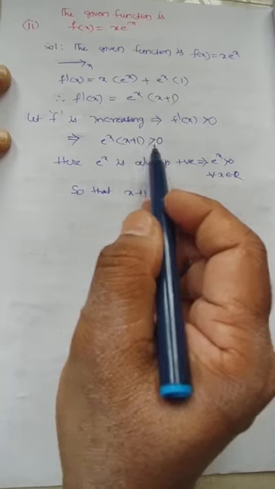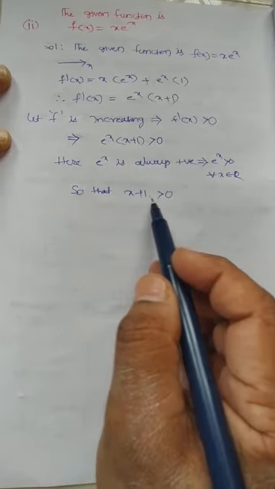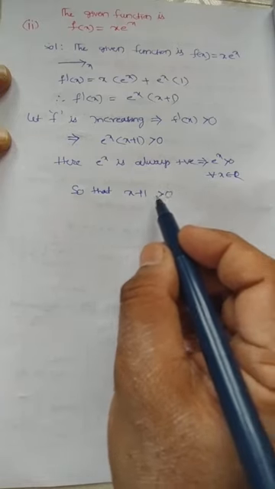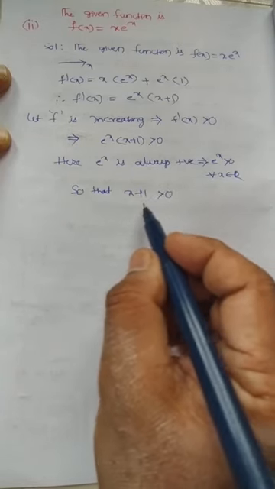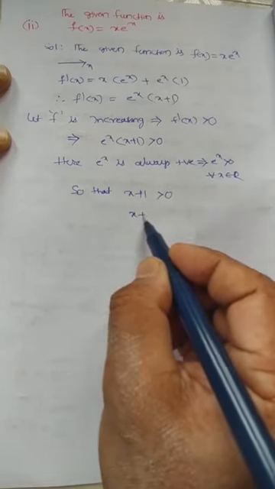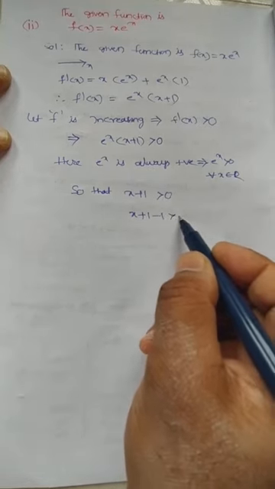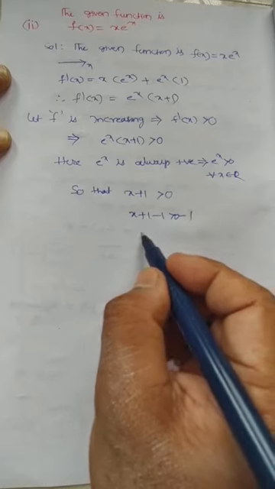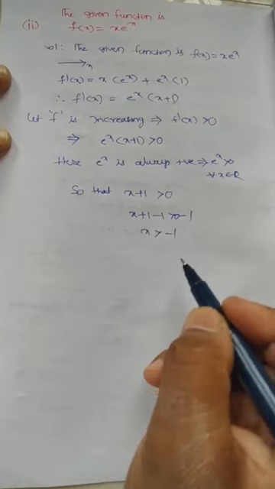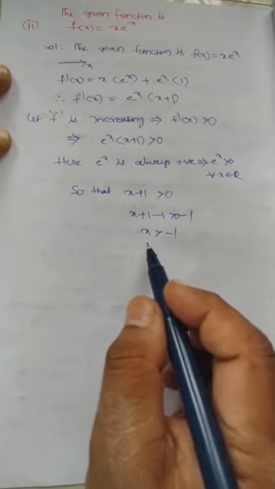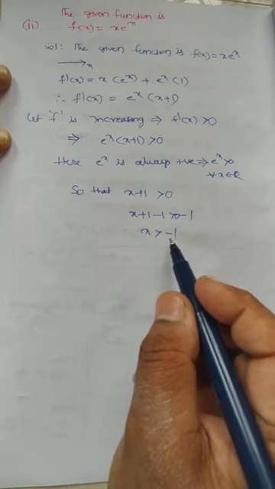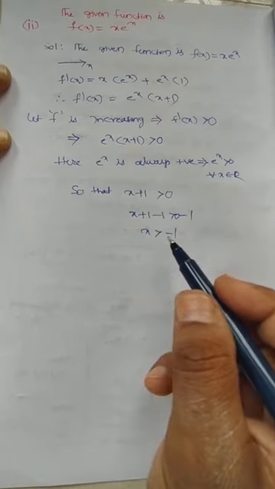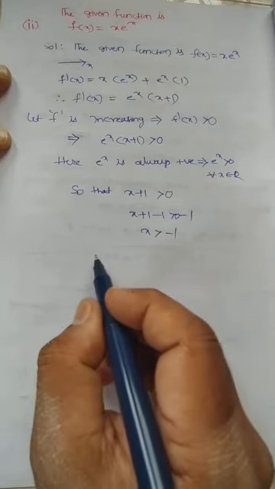Positive into positive is greater than 0, so that x plus 1 is greater than 0. I am applying minus 1 to each side of this relation. So x plus 1 minus 1 is greater than minus 1, and 0 minus 1 means x is greater than minus 1. So we have a relation like that, x is greater than minus 1. What does x greater than minus 1 mean?